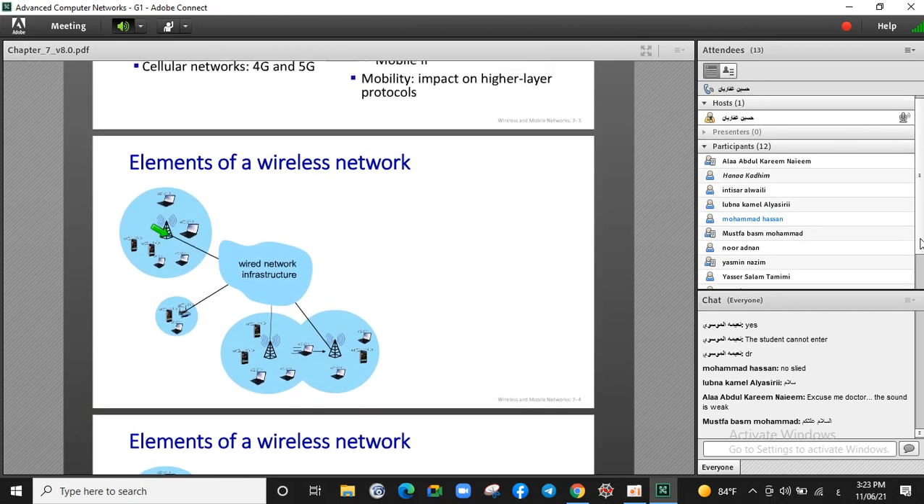But this base station serves the connected devices inside its cell. Look at this one here, this one here. There are several cells. We have a base station in the center of each cell, and that base station is connected to the wired network, wired infrastructure. Okay.